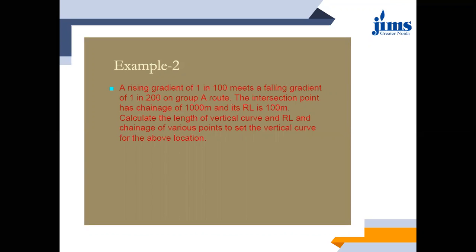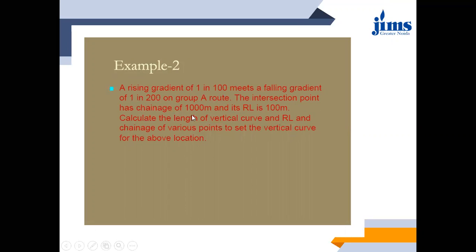I have given one numerical for assignment. You all have to solve this particular numerical. It is a very simple numerical. A rising gradient of 1 in 100 meets a falling gradient of 1 in 200 on a group A route. So the type of route is given to you. Two gradients are given, ascending and descending. Both the gradients are given.